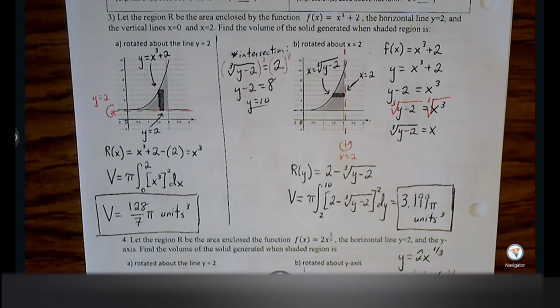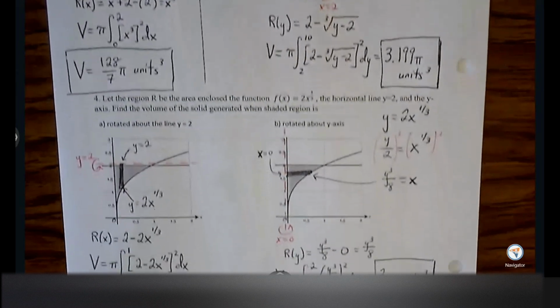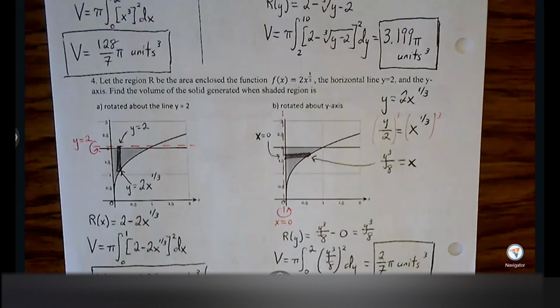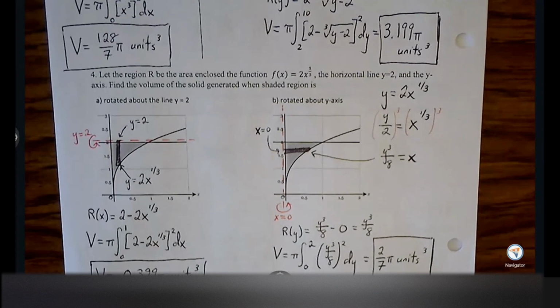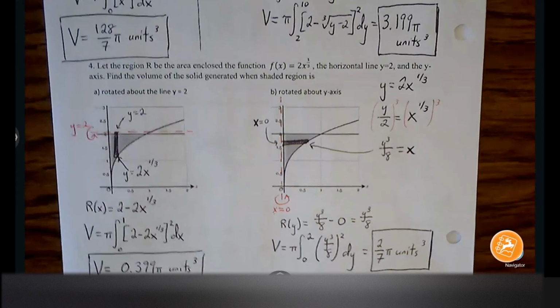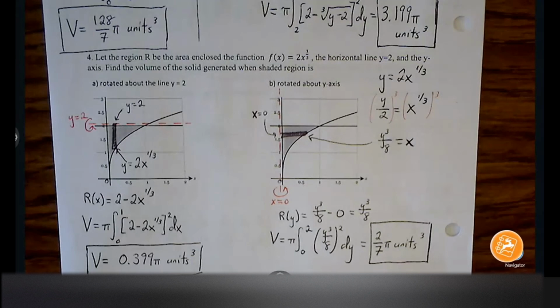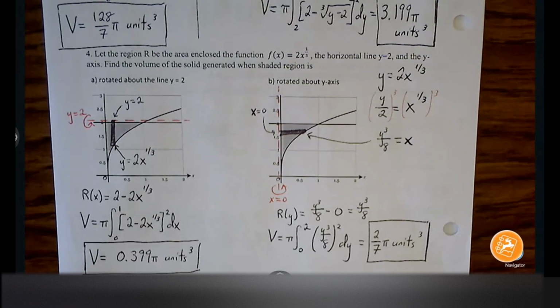For those of you who've worked ahead, the key is on the website, but you can also check it here. Part B is 3.199 pi. And then number 4 is 0.399 pi and 2 over 7 pi cubic units.